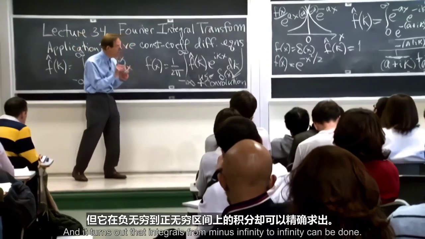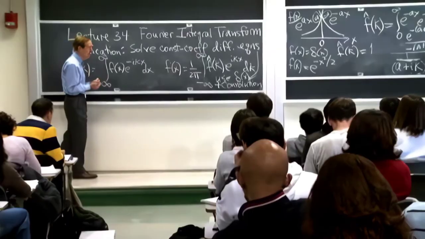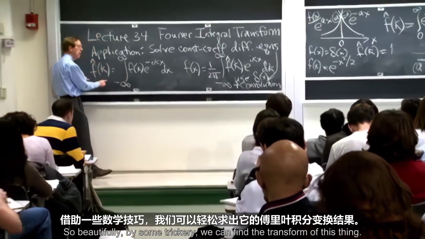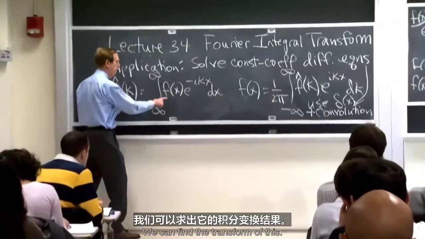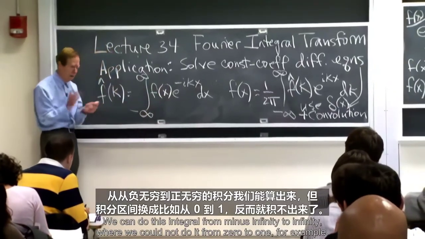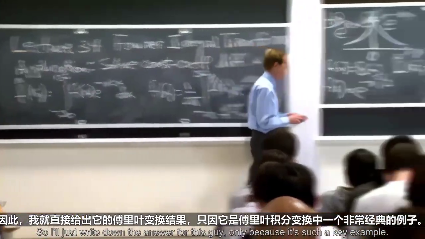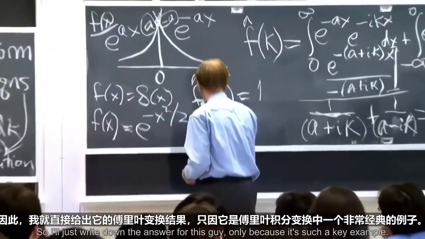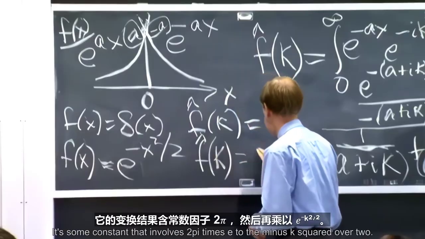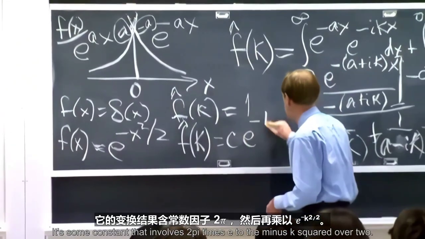And it turns out that integrals from minus infinity to infinity can be done. So beautifully, by some trickery, we can find the transform of this thing. We can do this integral from minus infinity to infinity where we could not do it from 0 to 1, for example. So I'll just write down the answer for this guy, only because it's such a key example. It's some constant that involves 2 pi times e to the minus k squared over 2.